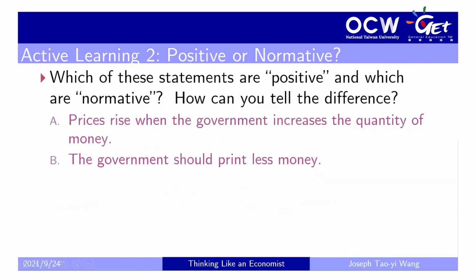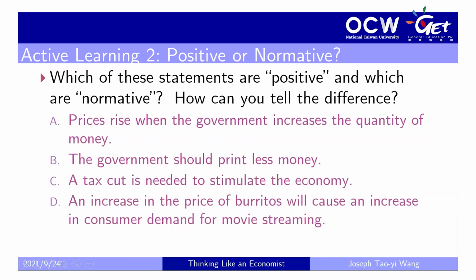So to give you an idea, here we have this exercise. Positive or normative? We have a whole bunch of statements. Statement A, prices rise when the government increases the quantity of money. Statement B, the government should print less money. Statement C, a tax cut is needed to stimulate the economy. Statement D, an increase in the price of burritos will cause an increase in consumer demand for movie streaming. This looks weird. Anyway, are these statements positive or normative?